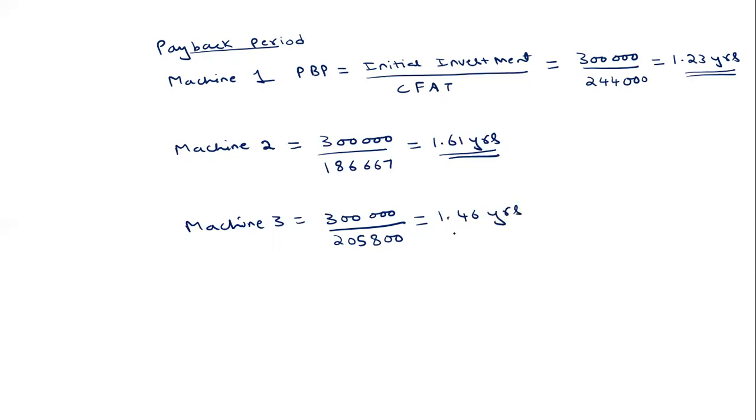1.46 years. Now, if you compare 1.23 years, 1.61 years, and 1.46 years, definitely you will be giving rank 1 for machine 1, and certainly rank 2 for machine 3, and rank 3 for machine 2 with 1.61. So you will say that the lesser the period, the quicker the amount recovery, the quicker the amount coming back to the business, and then you will say that the best machine would be machine number 1 with a payback period which is less than machine 2 and 3. That is, 1.23 years is less than 1.61 and 1.46 years of machine 2 and 3 respectively.